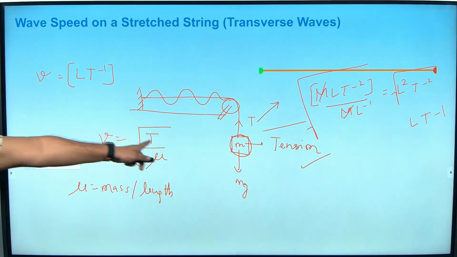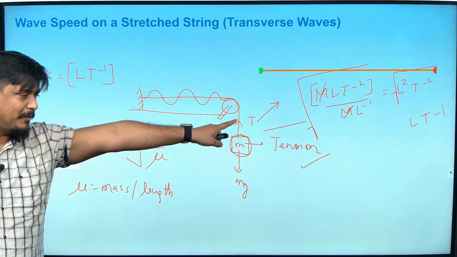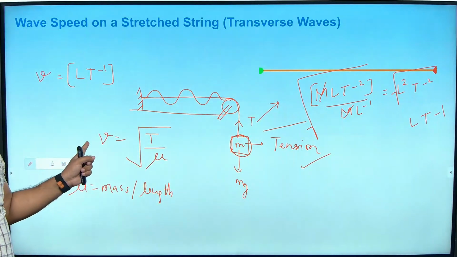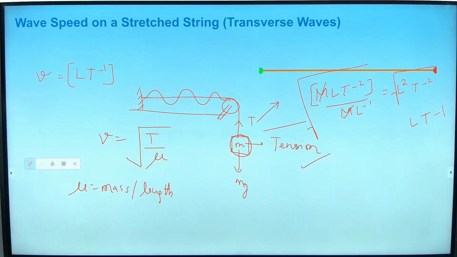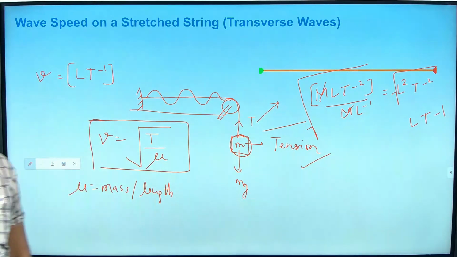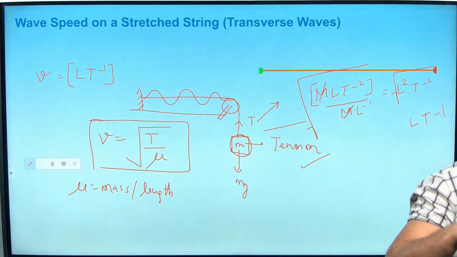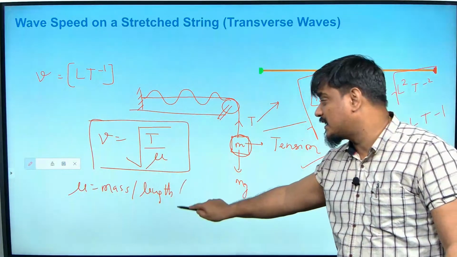Now, obviously, tension is going to give you mlt power minus 2. Mass per unit length is going to give you ml power minus 1. Put the root over, and you will get something which is velocity only. This is the equation of velocity of a transverse wave, which says V is equal to root over T by mu, where mu is mass per unit length.